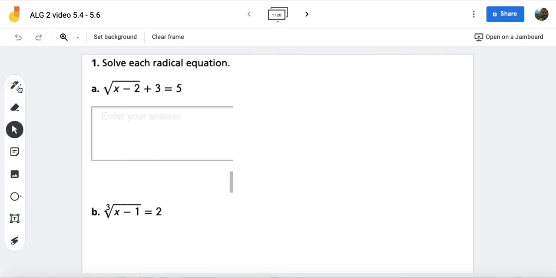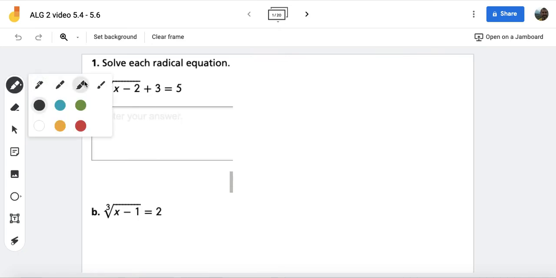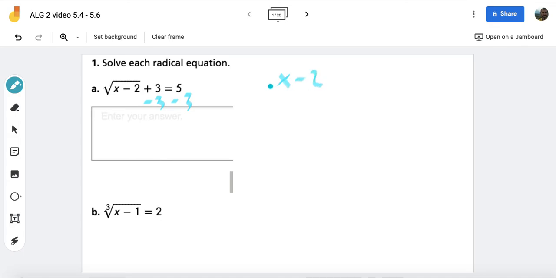All right, first step is to isolate the square root. So I'm going to subtract 3 from both sides. And I'm going to get the square root of x minus 2 equals 2. And then I'm going to square both sides. When I square both sides, it's going to get rid of the square root, so I'm going to have just x minus 2. But I've got to square this side too, so it's x minus 2 equals 4. And then I'm going to add 2 to both sides, so x equals 6 is my answer.